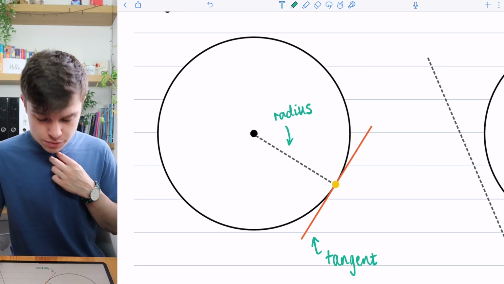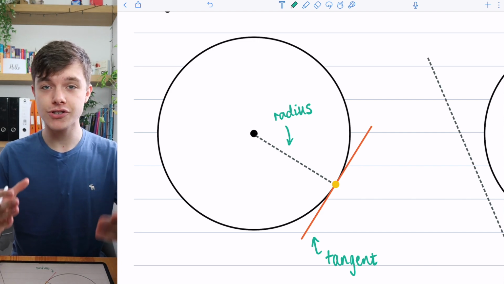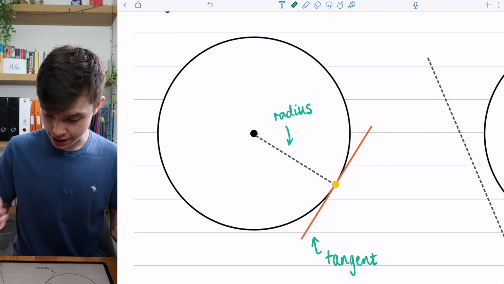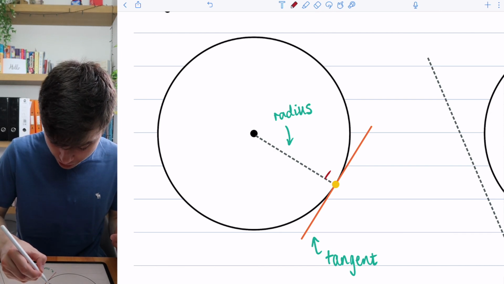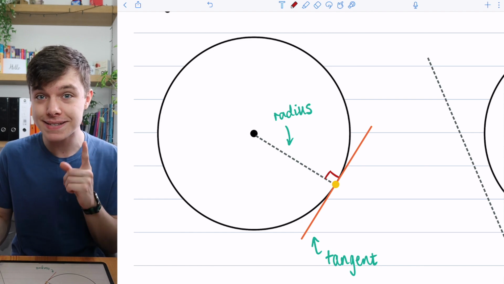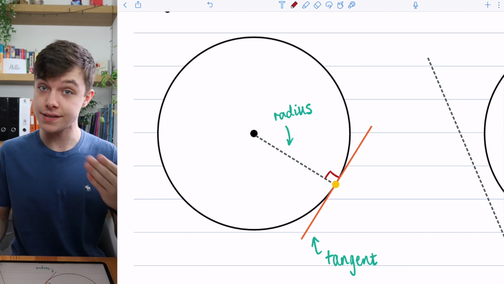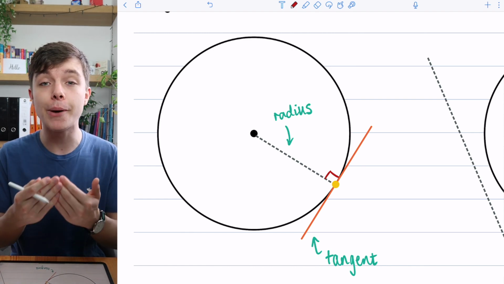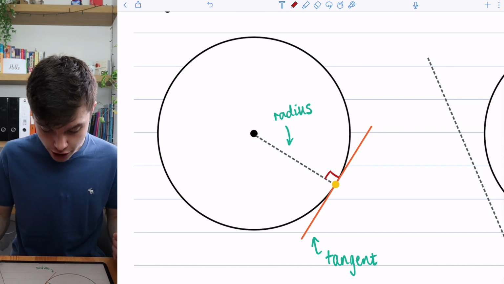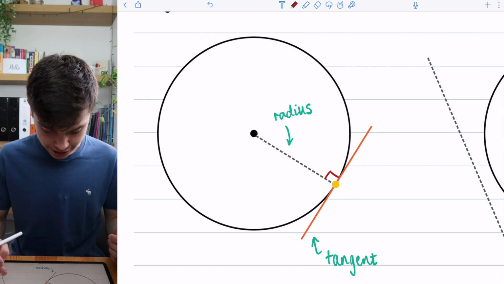However, you might just be able to see by looking at the circle that those two straight lines intersect at a right angle. So let's draw that on as well. There is my right angle. So what that means is that these two lines, the tangent and the radius, are perpendicular. Perpendicular means they meet at a right angle. So the radius and the tangent are perpendicular.